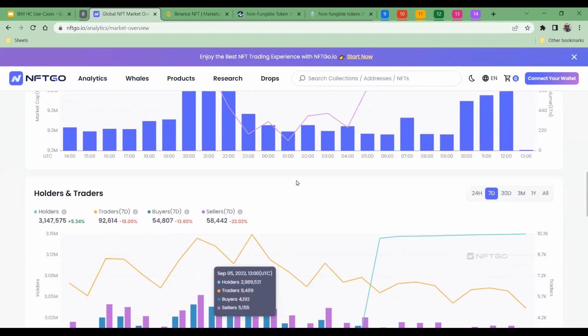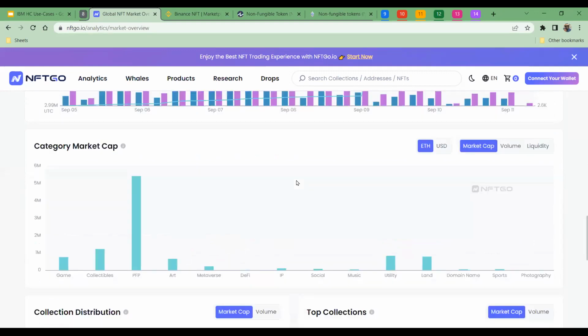They have created this analytical dashboard, and they are helping a lot of people understand more about NFTs and how the market is going. As you can see, category type market capital too: games, collectibles, PFPs, art, metaverse. So now metaverse is also listed.